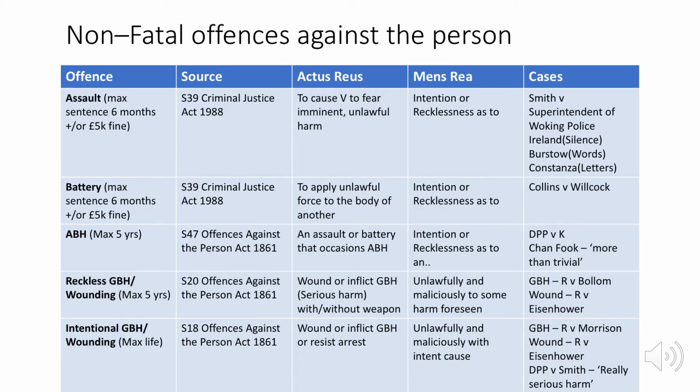Moving on to non-fatal offences against the person, you've got the offence of assault, which has a maximum sentence of 6 months and/or a 5k fine. This is found in section 39 of the Criminal Justice Act 1988, also the CJA 1988. The AR for this is to cause V to fear imminent unlawful harm, and the MR is intention or recklessness as to that. There's loads of cases you can use for this. My favourite is Smith v Superintendent of Woking Police. It's just what you remember easiest.